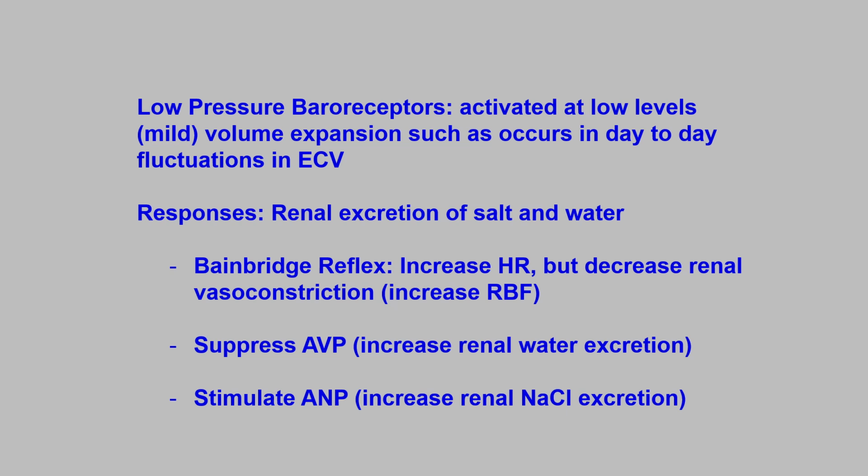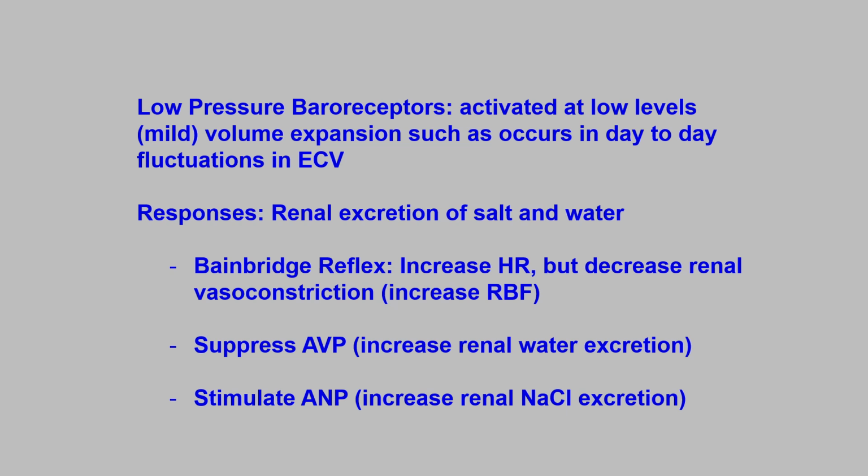The first is AVP, arginine vasopressin, or ADH, antidiuretic hormone. Same hormone, two names. When you suppress AVP, which tends to retain water, then you increase water excretion. And when you stimulate ANP, or atrial natriuretic peptide, then you increase renal salt and water excretion. So by manipulating these hormones and manipulating renal blood flow, these low pressure baroreceptors can deal with acute volume changes which tend to increase or decrease the blood pressure.